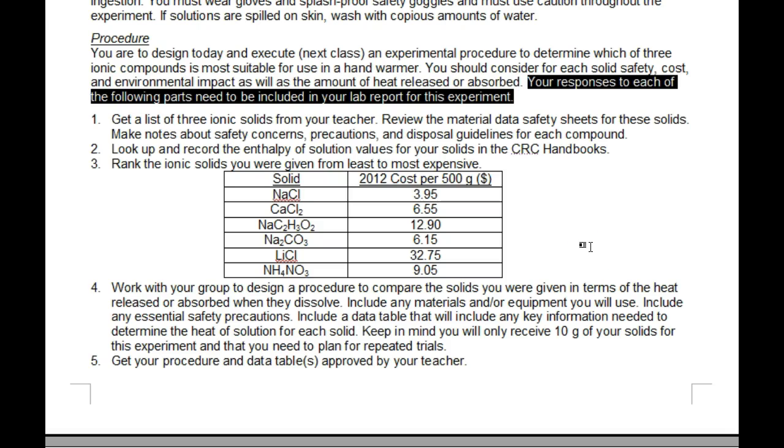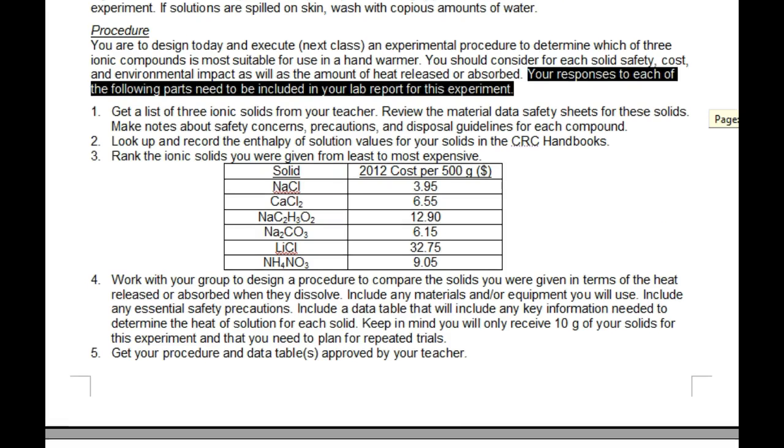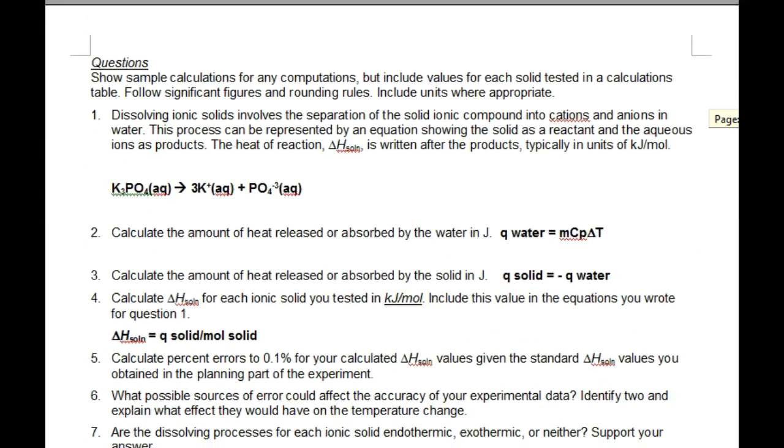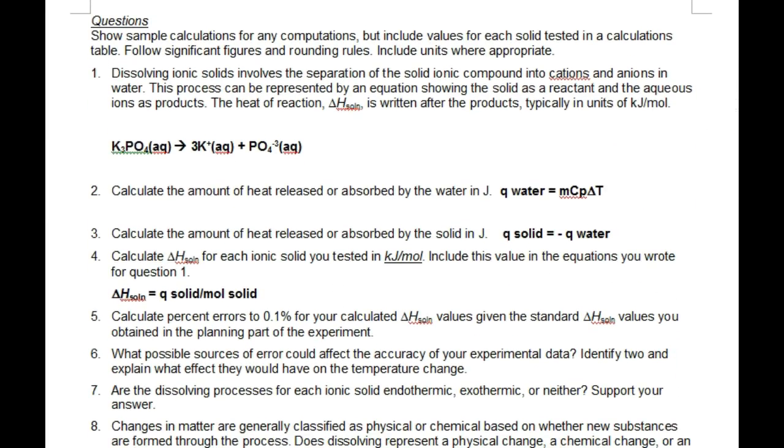You want to make sure that you write down the solids, the material safety guidelines, the enthalpy solutions, rank them, and then have your data tables in there. I've already seen your procedures, which is why I'm not requiring you to include them in the lab notebook. You can, however, if you wish. So for your calculations, you do need to show sample calculations with your sig fig and rounding rules included. Make sure you include appropriate units.